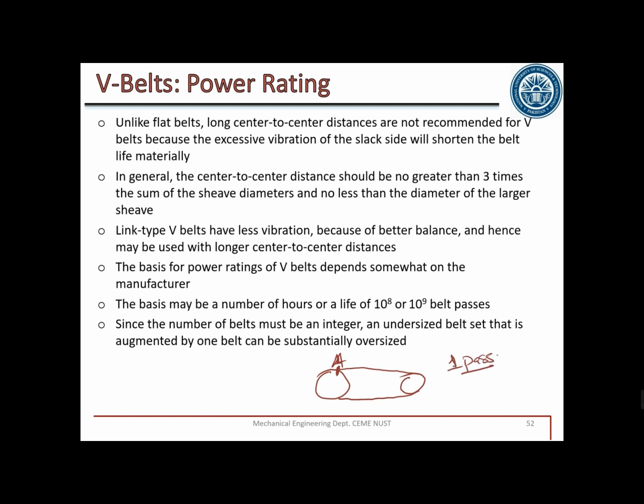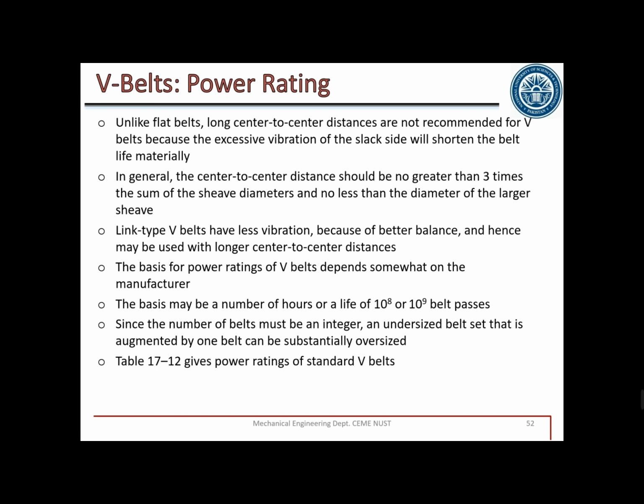And for one pass it is quite possible that this wheel has turned 3 times, or this wheel has turned 10 times. It depends. So the life of the belt does not depend on the revolution of this wheel or that wheel. It depends on passes of the belt, and these passes can be calculated from the center distance, RPM, and all the diameters. From these values we can calculate the velocity, and from that velocity we can calculate the equation of passes. That is not a difficult thing.